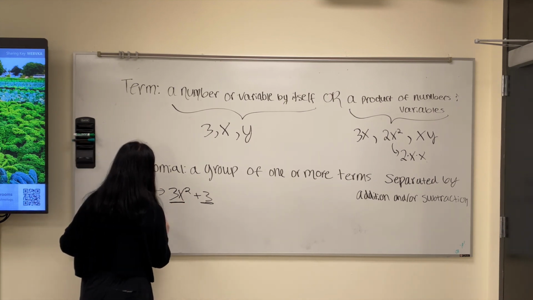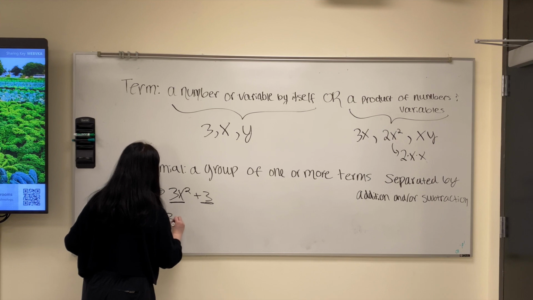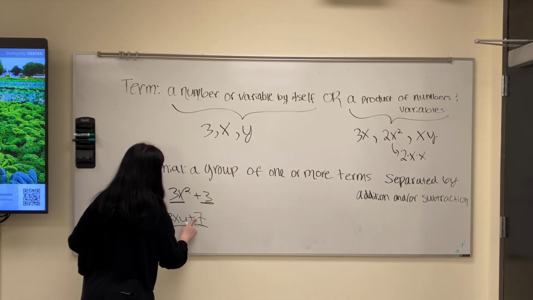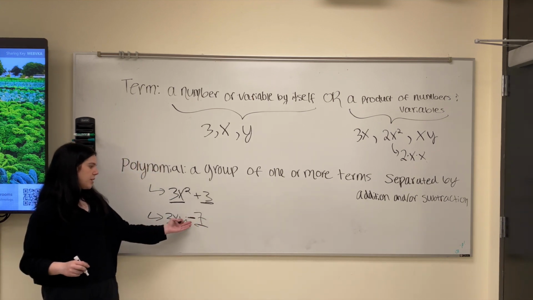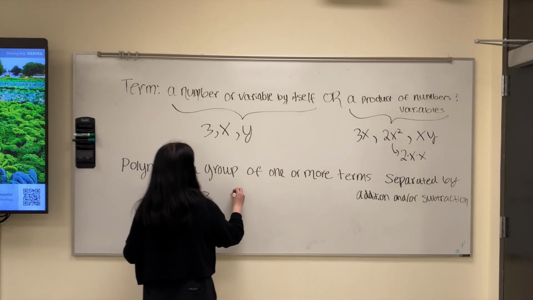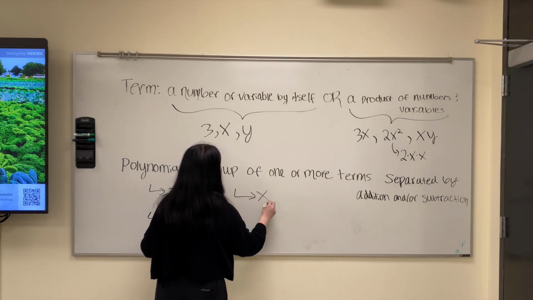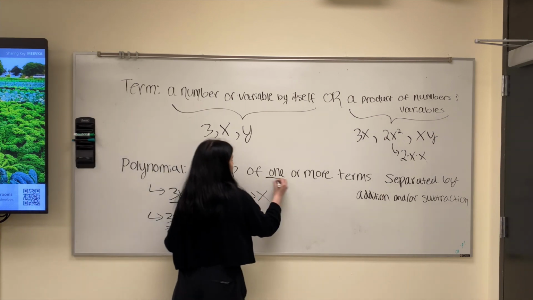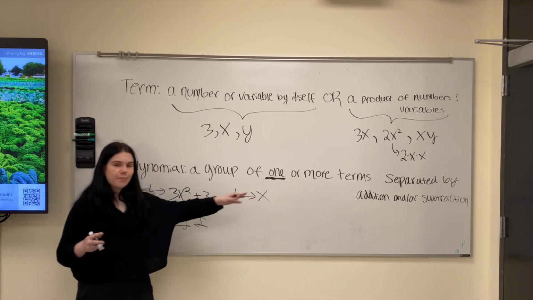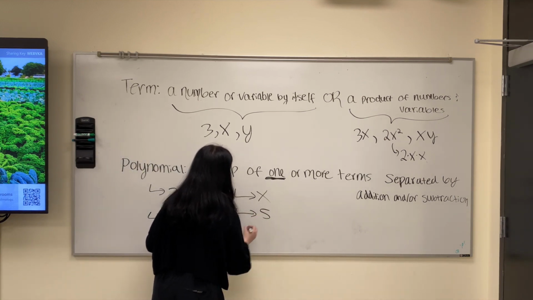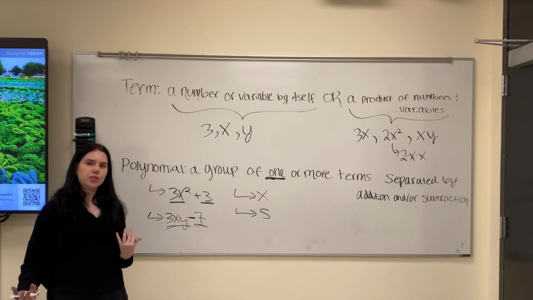We could do something like 3xy plus 7. Let's do minus 7 actually. So these are 2 terms separated by subtraction, so this is another polynomial. Another example of a polynomial is just the variable x. So a polynomial is a group of 1 or more terms. So 1 term by itself is a polynomial. Similarly, 5 on its own would also just be a polynomial.